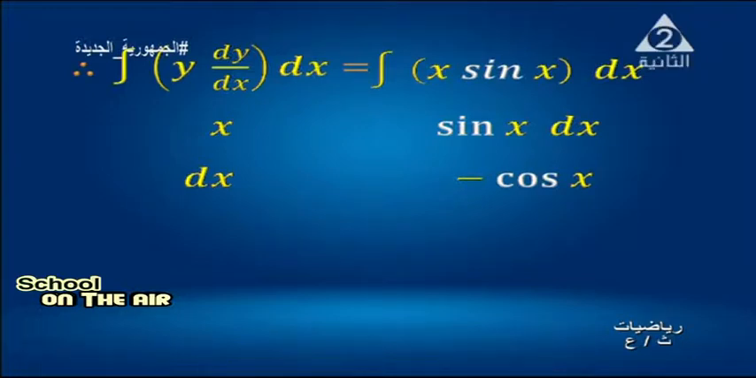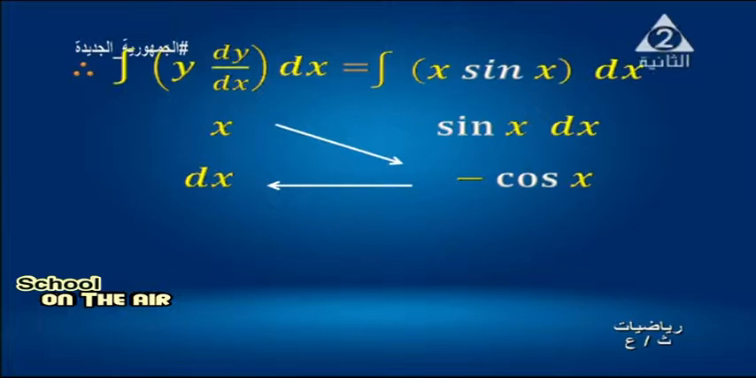X sine x, we can use integration by parts. The first part is x and the second part is sine x dx. The differential of x is dx and the integration of sine x dx equals negative cosine x. Then x multiply negative cosine x minus integration negative cosine x dx is the integration of x sine x dx.